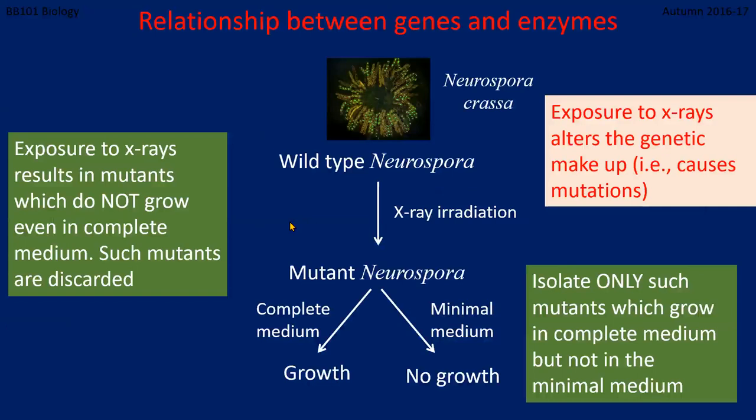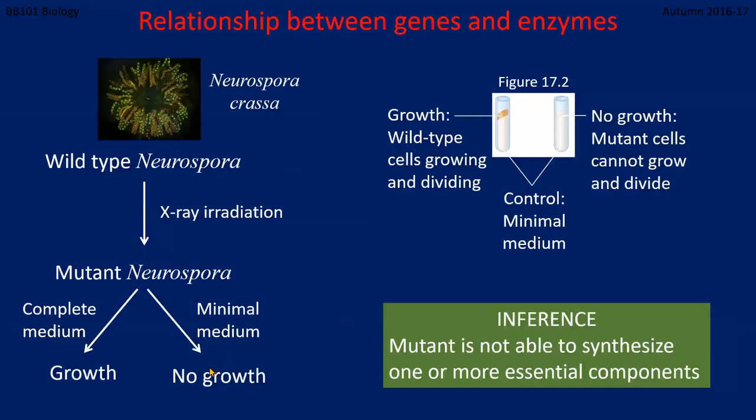So this is the workflow. The wild type is there. From the wild type, they applied the X-ray, and then they got to see both ends. In one case, when you have this mutant and you provide the complete medium, there is growth. And when you have minimal medium, there is no growth. So it's a very interesting observation. And then they did a series of experiments.